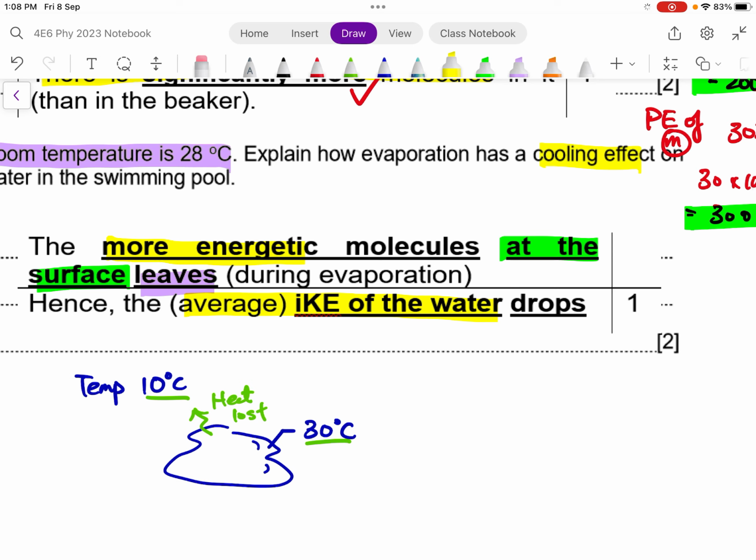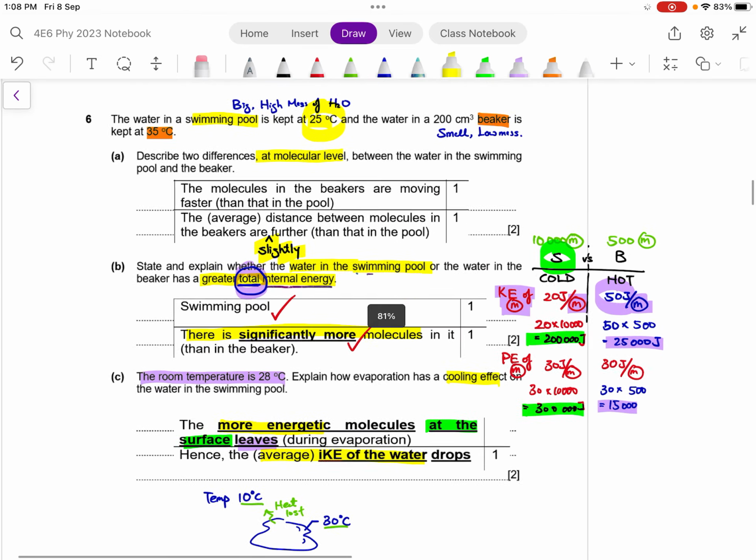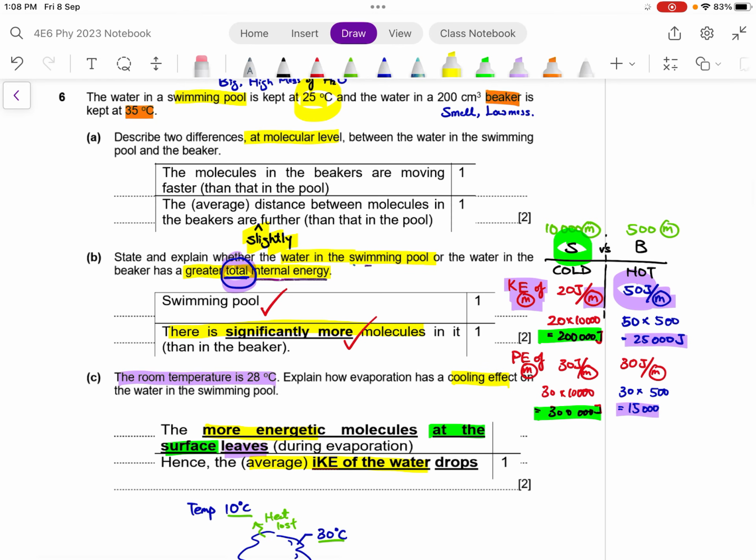Okay, so this answer gives you the bare minimum that you need, right? Anyway, it's just 3 lines, 2 marks. So I don't expect a full elaboration of the whole process. Okay, so I hope with this video, you now have a better understanding of the implication when we say total internal energy versus average. Okay?